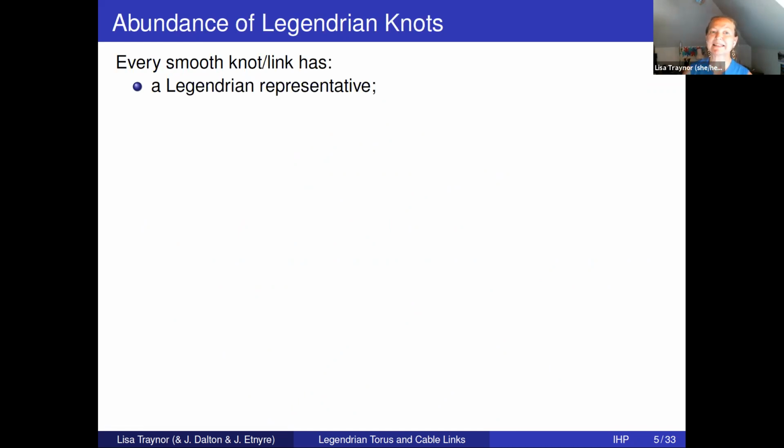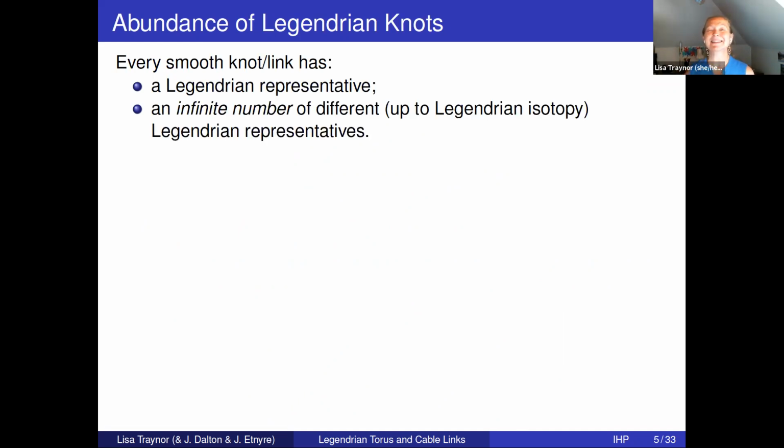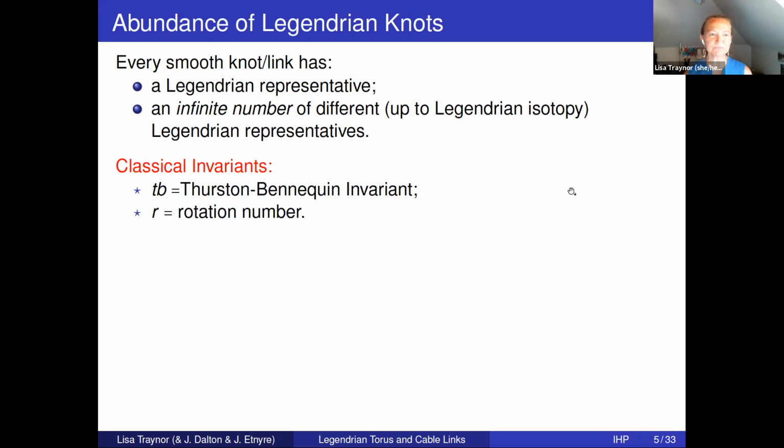A basic property is that every smooth knot or link has a Legendrian representative. That goes back to the ideas Alvaro was talking about in his talk. But in fact, there are an infinite number of different Legendrian representatives up to Legendrian isotopy. We're interested in two Legendrians and whether you can get from one to another through a one-parameter family of Legendrians. There are two classic invariants that I'll label as TB, the Thurston-Bennequin invariant, and the rotation number.